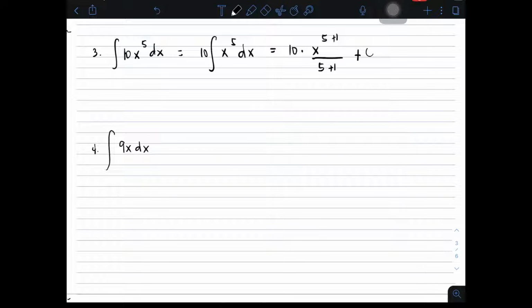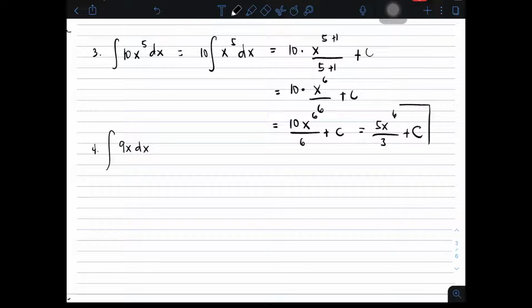And simplify natin yung exponent natin. Makakuha natin ay 10 times x raised to 6 over 6 plus c. And then, kung mapansin nyo, that is 10 x raised to 6 over 6 plus c. Pero hindi pa tapos yan kasi, as you can see, you can simplify 10 over 6. And that is equal to 5 x raised to 6 over 3 plus c. Ito ngayon yung sagot natin for number 3. Let's move on to item number 4.